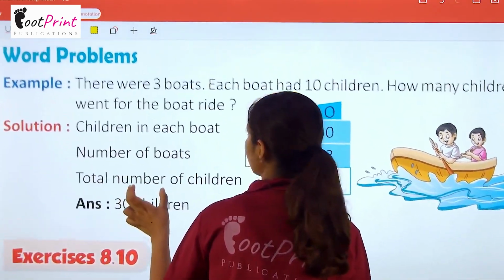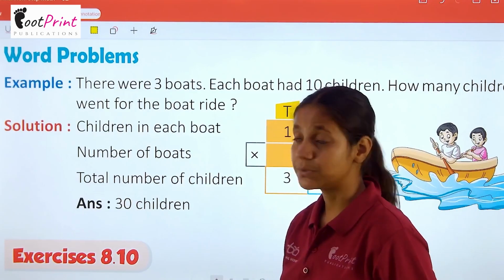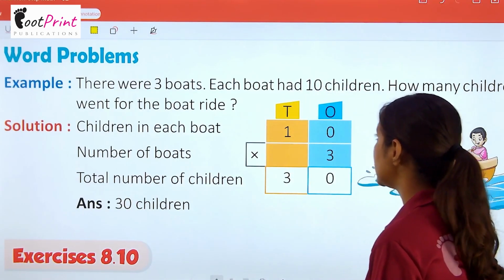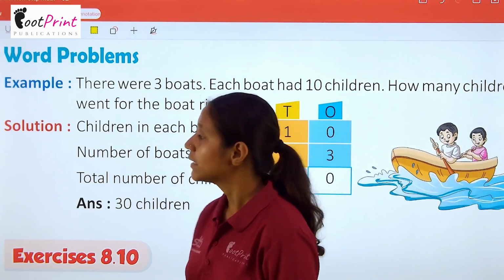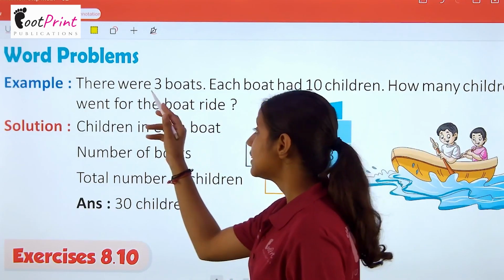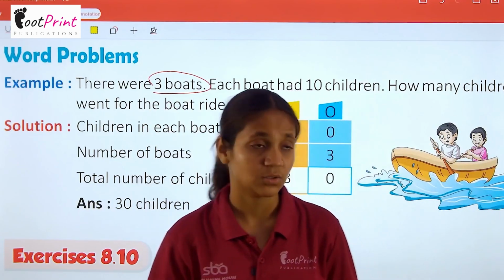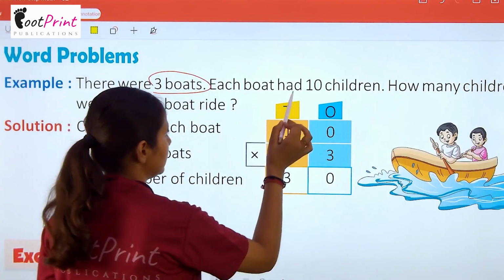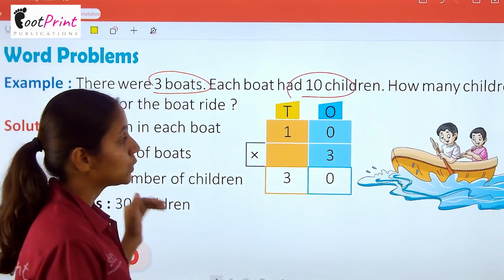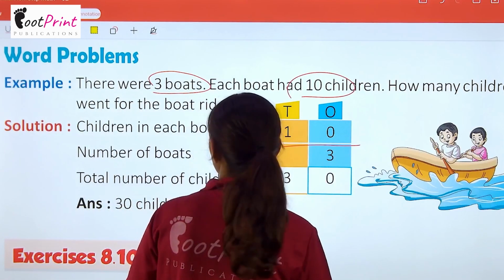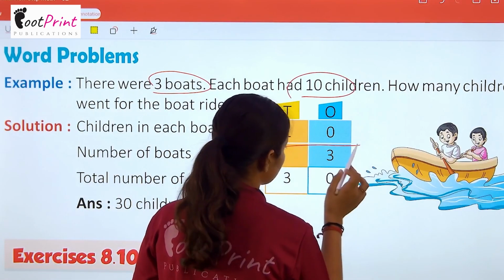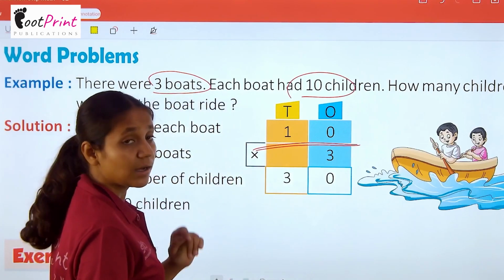Now we have the word problems part. Example: there were 3 boats. Each boat had 10 children. How many children went for the boat ride? Here it is told that there are 3 boats, in which each boat has 10 children sitting. So tell me how many children in total are riding in the boats. So we will write here children in each boat, that is 10. 10 are in each boat.